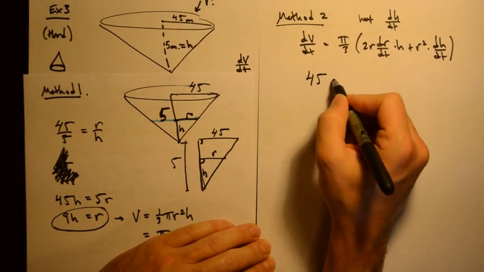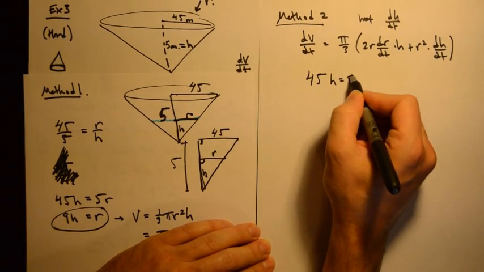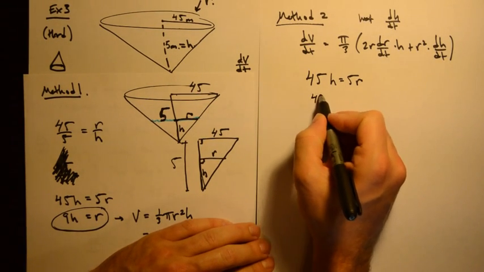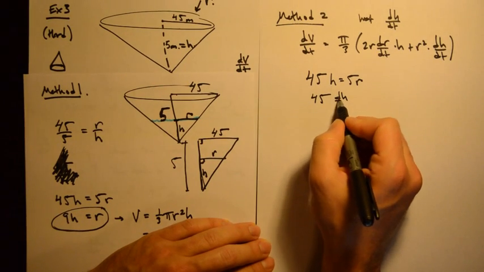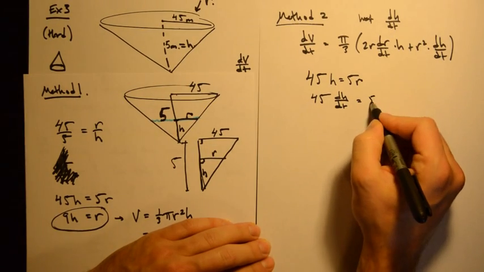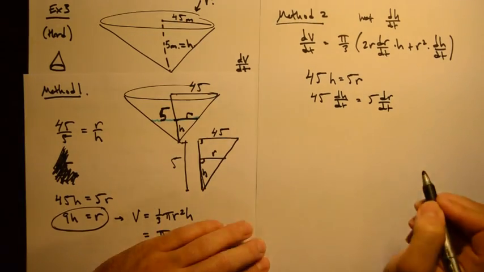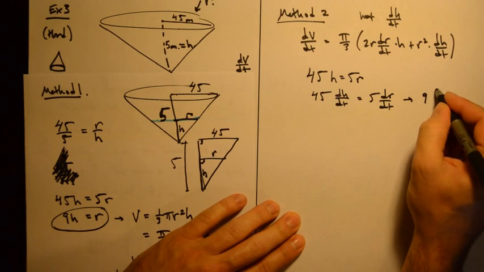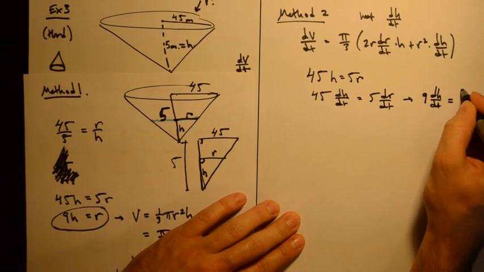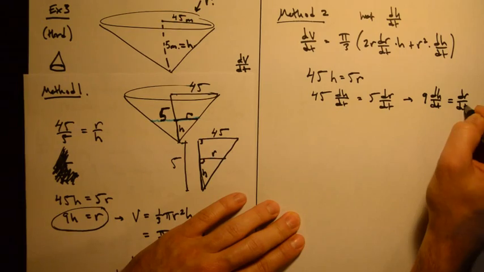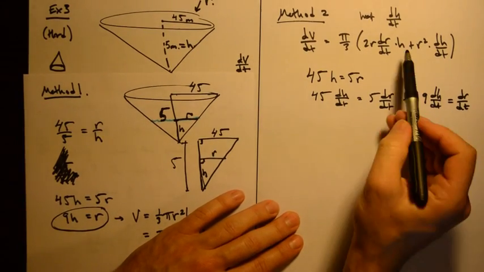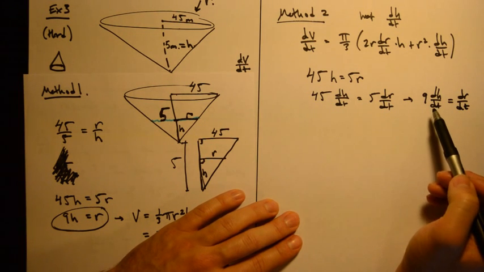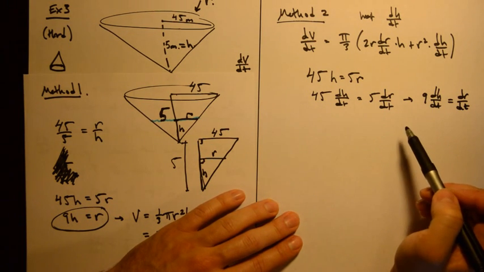So if we start from there, 45h is equal to 5r, this tells us that 45 dh/dt is equal to 5 dr/dt, or probably would have been simpler to start from here, divide by 5, and you get 9 dh/dt is equal to dr/dt. So now we can replace dr/dt here with 9 dh/dt. One more piece of the puzzle remains, however, using this method.